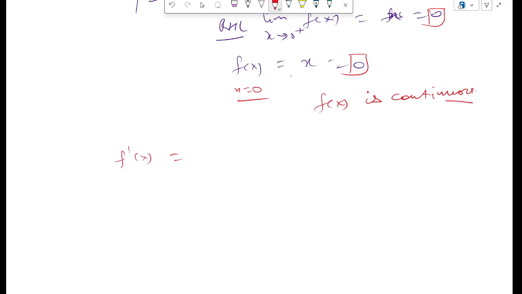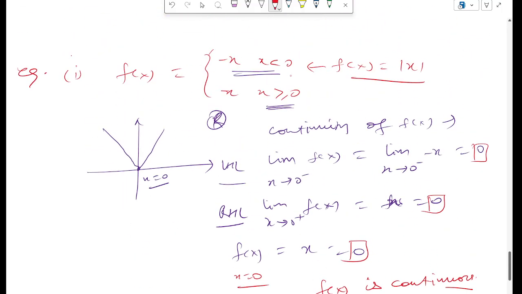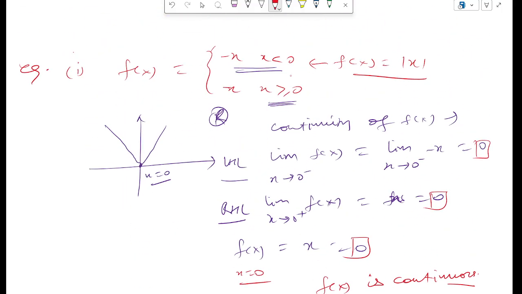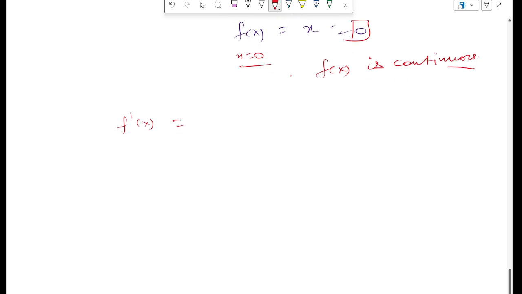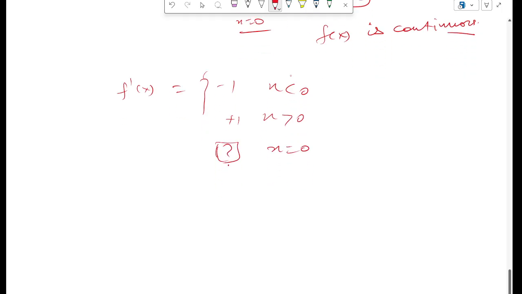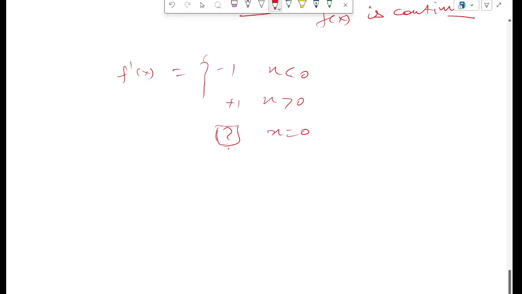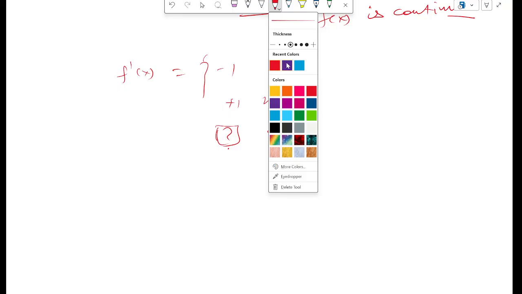For this function, if we simply calculate f dash x, then for x less than 0 we will get minus 1, and we will get plus 1 for x greater than 0. For x equal to 0, we don't know what will be there. So that we have to figure out now. So let's draw this graph first.